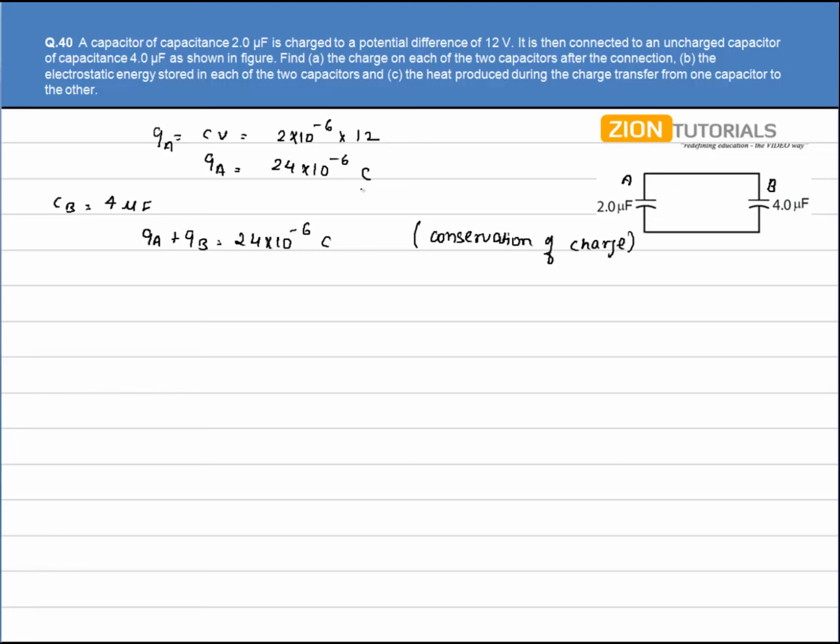And secondly, let's say we have this point and this point. Let's name them point 1 and point 2. Now the potential difference across 1 and 2 will be the same for the 2 microfarad and 4 microfarad capacitors. So with respect to points 1 and 2, I can say that the potential difference across the 2 microfarad will be equal to the potential difference across the 4 microfarad. So the potential difference across A is equal to the potential difference across B.